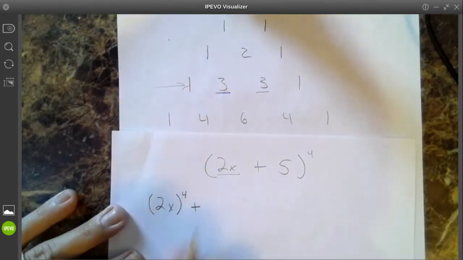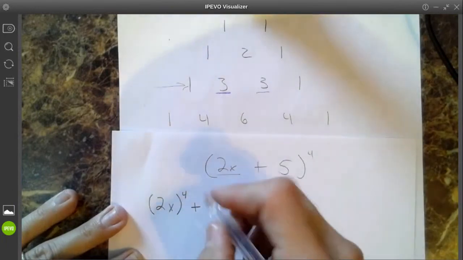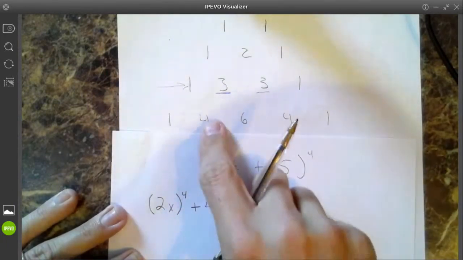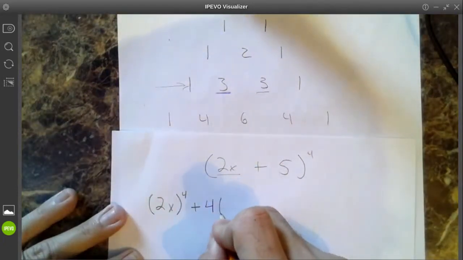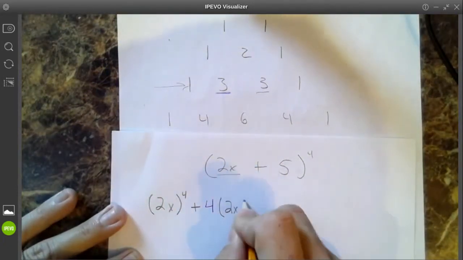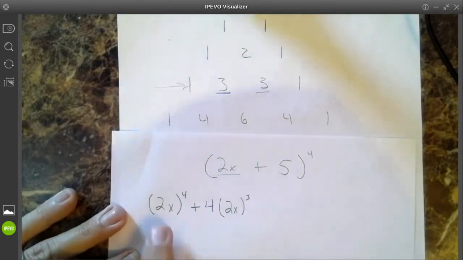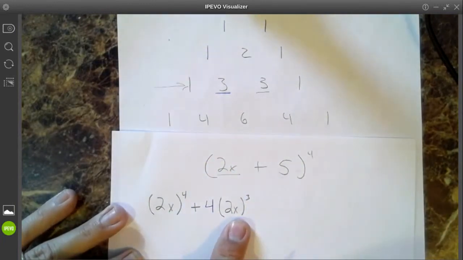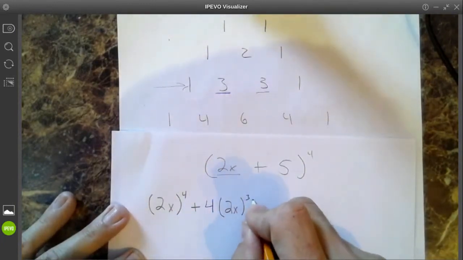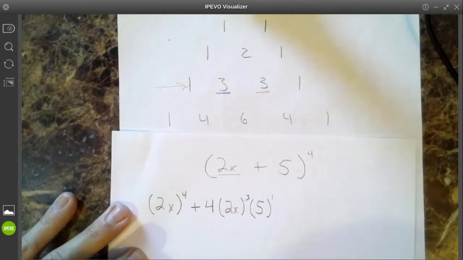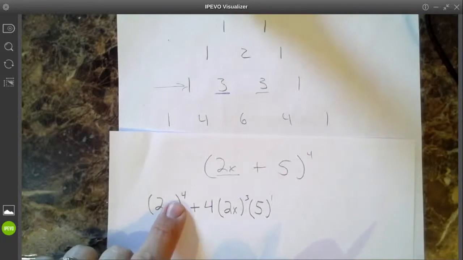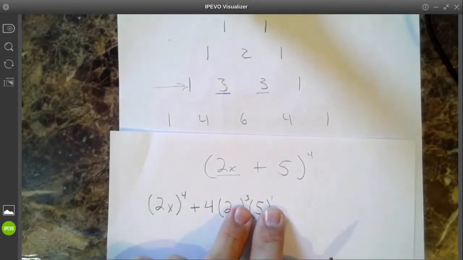And then it's going to be a 4. 4 is for my coefficient there. That's from the Pascal's triangle. And then it's going to be a 2x to the third power. So this one's going to go down by 1 times a 5 to the first power. All right. Notice here the exponents, there's a 4, and the exponents here, they add up to 4.